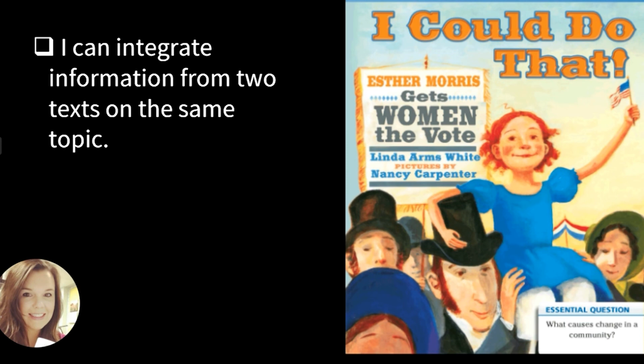Let's review our learning target. I can integrate information from two texts on the same topic. So today we compared texts on the same topic. Tomorrow we will reread those same texts so that we can write a response to the text, integrating information from both of them.